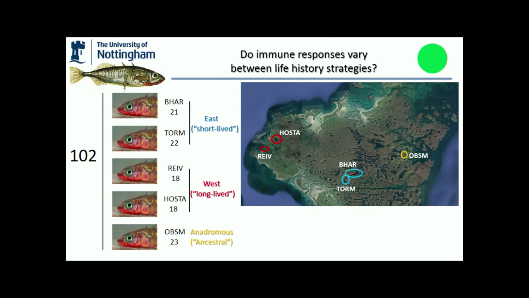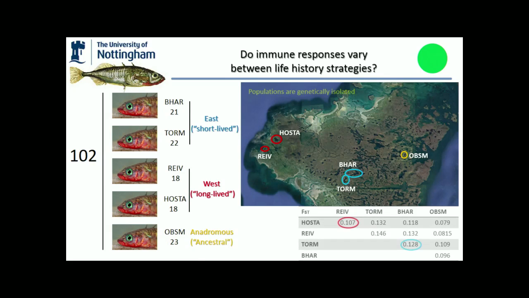So bearing this in mind, we then scaled the analysis up to look at breeding males across the island. So again, we've got our long-lived populations over on the western side. We've got our short-lived populations, which are here. And then further east, we've got our anadromous marine fish, which represent the ancestral morph. And I should just say that geographically, whilst these populations are quite close together, we actually see very good structuring across the island. So these are discrete populations.